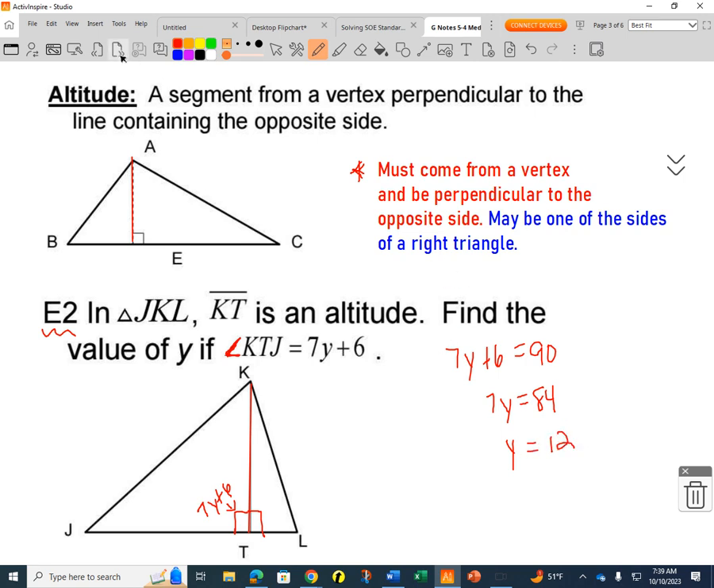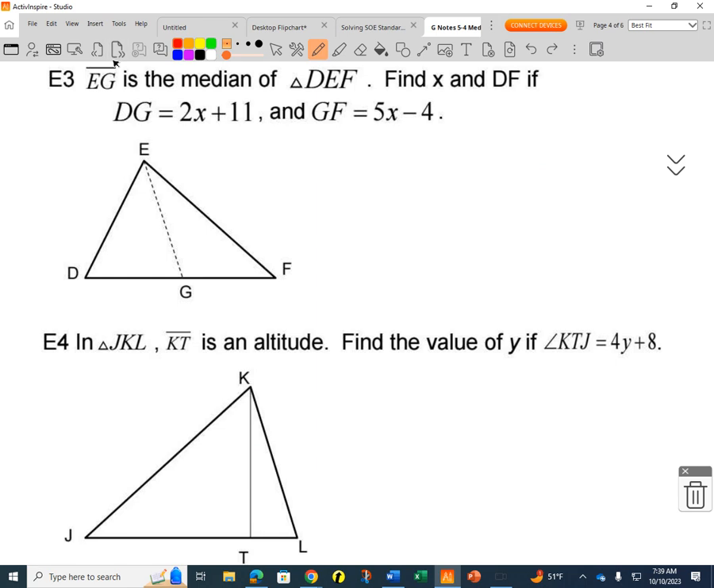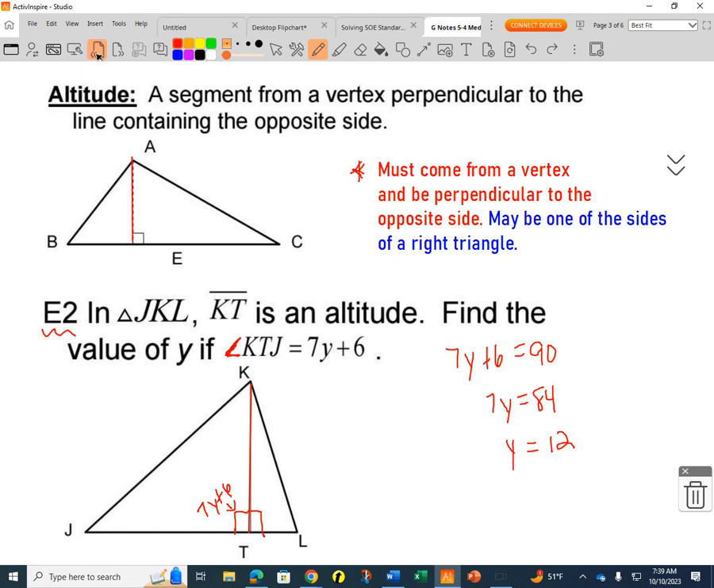Remember, you can pause these videos anytime you want to write things in. So EG is a median of triangle DEF. Find x and DF if DG equals 2x plus 11 and GF equals x minus 4. Did I miss something back here?